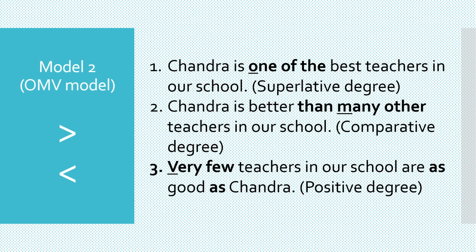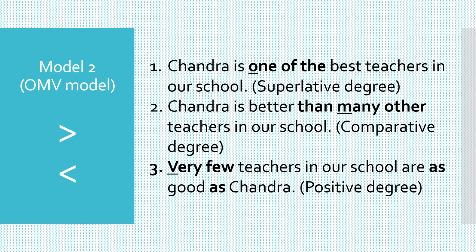Now model 2, this is the comparative model, it's the OMV model. In this model, if you want to compare a noun with a group of people, we compare a singular noun with a plural noun. Whereas in model 3 we compare two singular nouns.